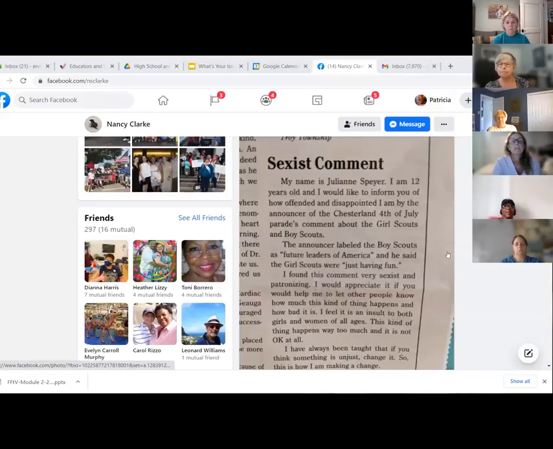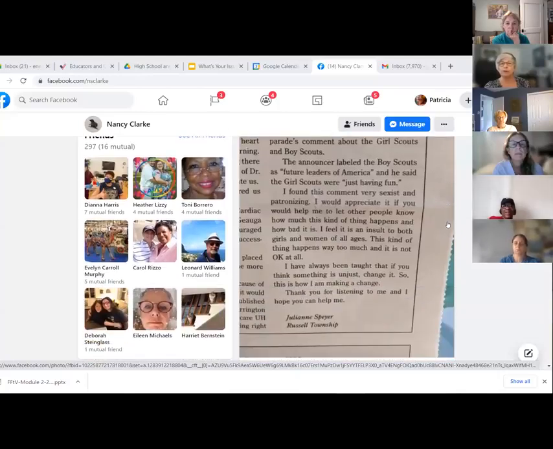Can you see that? Yes, I saw it on Facebook yesterday. So, and this is not a new comment. It was from about a year ago, but this is a 12-year-old who's making the point that a person who was commenting on the people in the parade said the Boy Scouts are future leaders of America. And then he said the Girl Scouts are just having fun. She said, I found this comment very sexist and patronizing, and I'd appreciate it if you would help me let other people know how much this kind of thing happens and how bad it is.